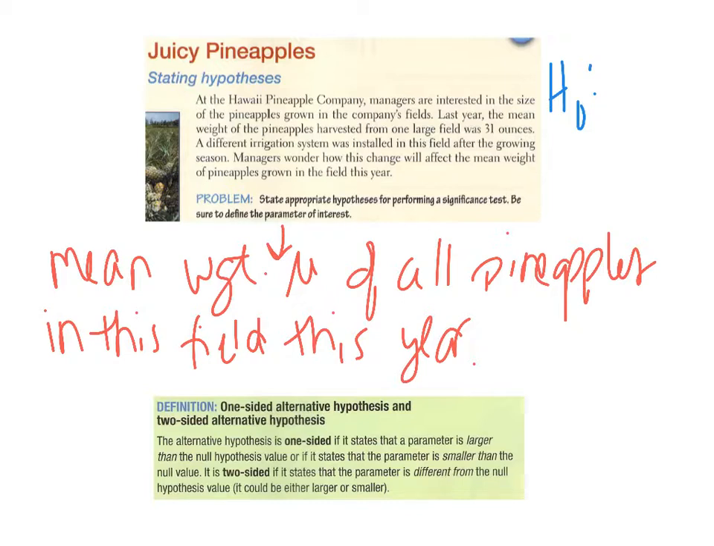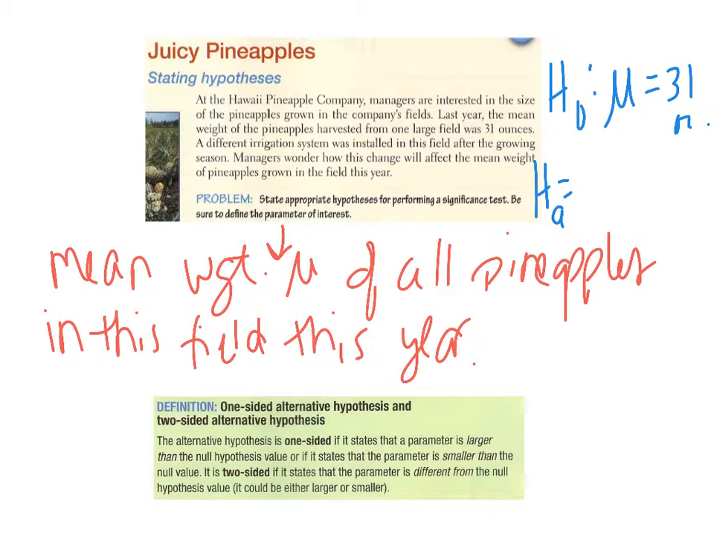So my null hypothesis would be that the mean weight is the same as it was before, that it's not any different, that the mean weight here would be 31 ounces. My alternative hypothesis is going to be a different hypothesis. When we're looking at this scenario, the problem didn't say anything about the mean weight of the pineapples being less than, or more than. We're really just looking to see if the mean weight of the pineapples is different.